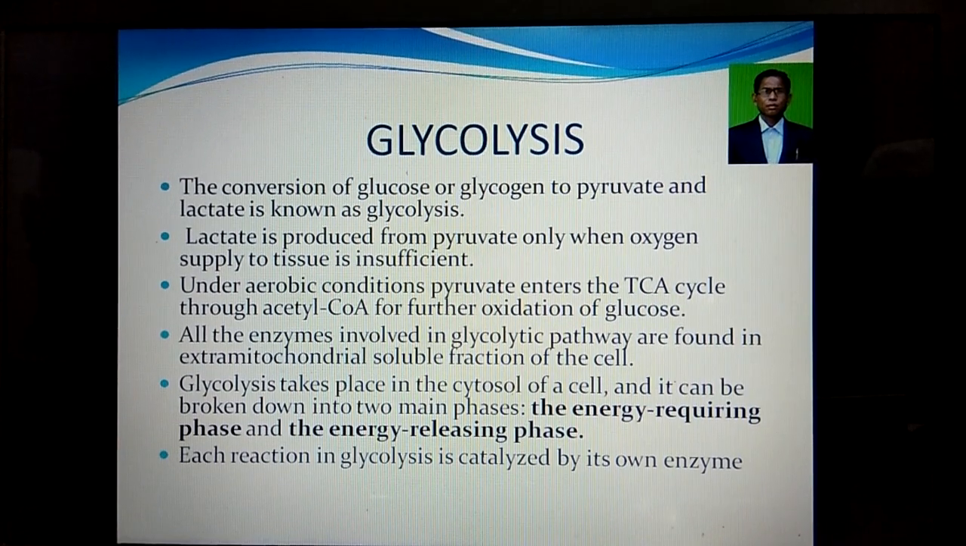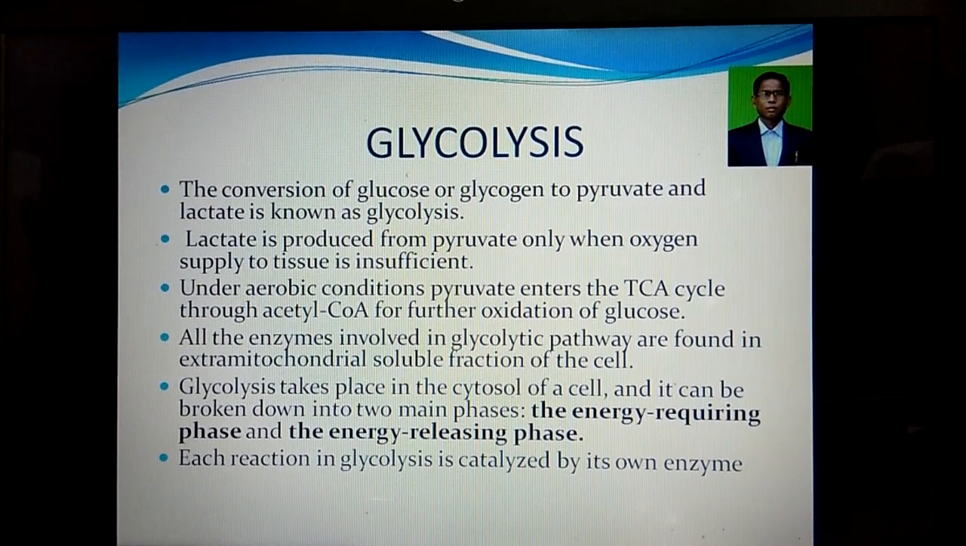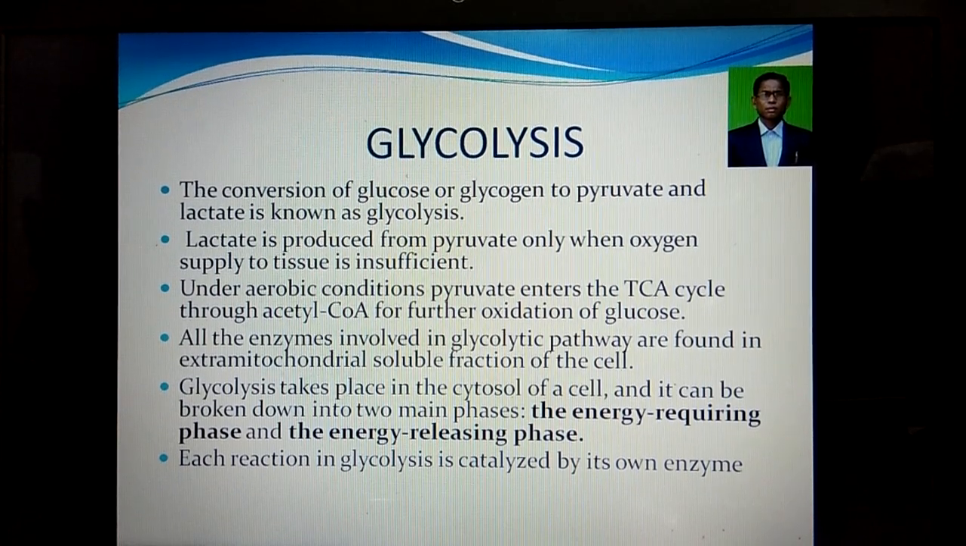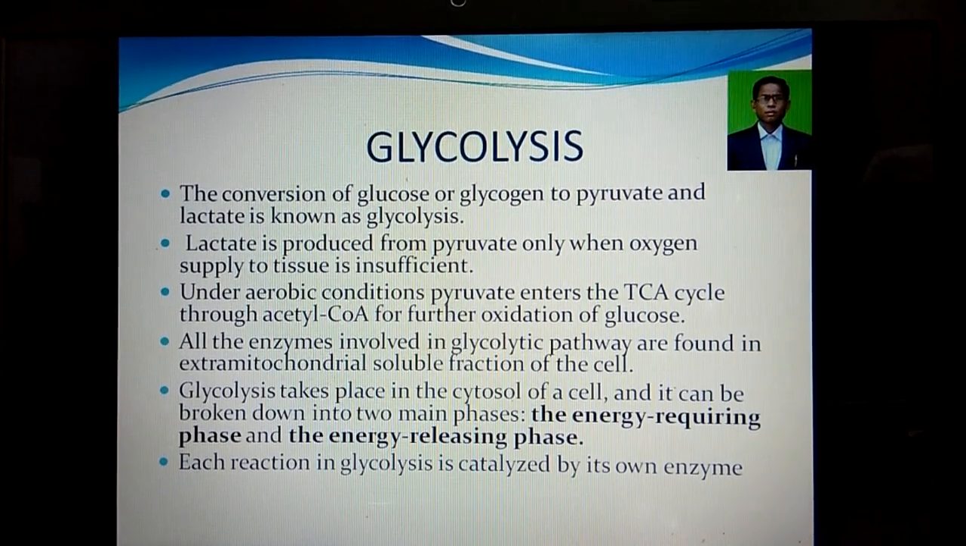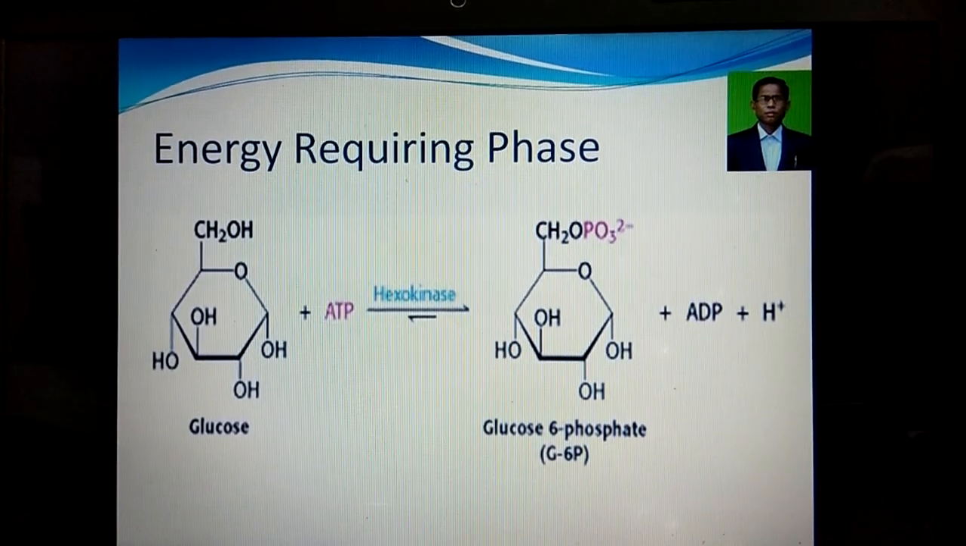Glycolysis takes place in the cytosol of a cell, and it can be broken down into two main phases: the energy requiring phase and the energy releasing phase. Each reaction in glycolysis is catalyzed by its own enzyme. Now first let us discuss the energy requiring phase.